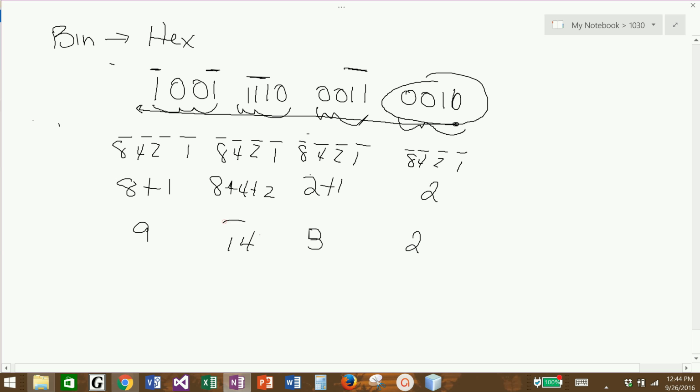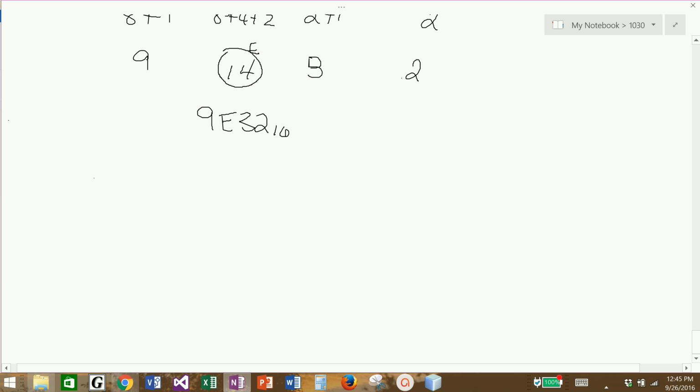But we know that 14 is not a binary value. It is actually a hexadecimal E. And so this is going to convert into a 9, E, 3, 2 in hexadecimal. We are going to do one more. This one will be a little bit different.